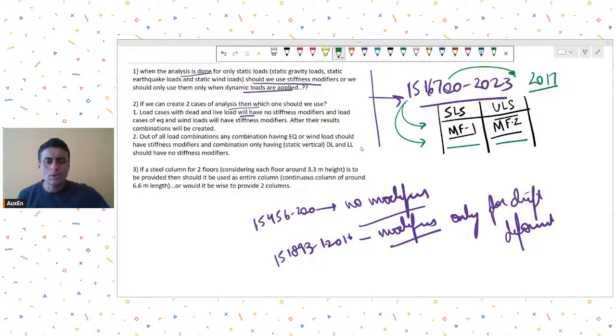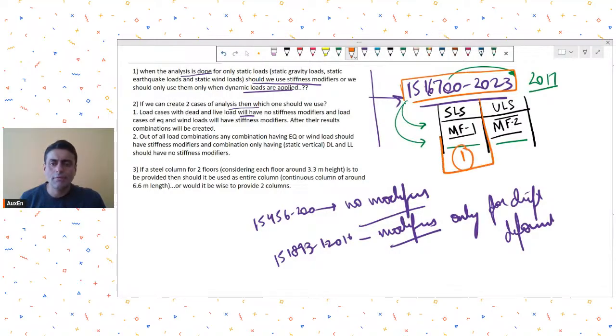Yeah, so that is what I wanted to inform over here. Basically, if you are doing any structure that comes under the scope of 16700, you will have to make two separate models. The first model will be used for the service checks. The second model will be used for ultimate or strength based checks.